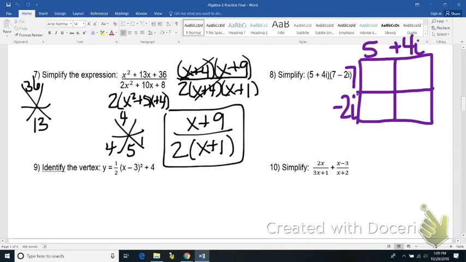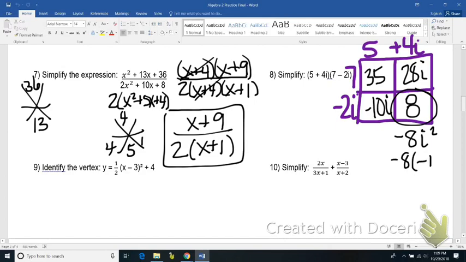sign. So 7 times 5 is 35. You should have had a 28i somewhere, depending on which method you're using. You'd also have negative 10i. And then this corner is the one you got to be careful on. It's going to start out as negative 8i squared, but that will just become positive 8. Because remember, i squared equals negative 1. So this is the same as negative 8 times negative 1, and that's why it becomes positive.